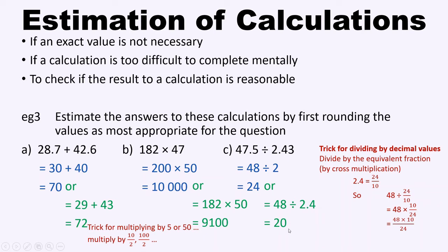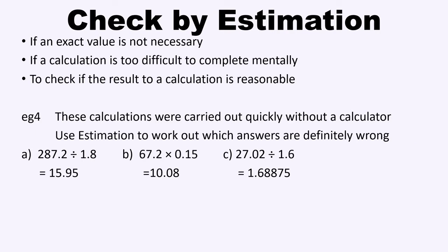Again, this will be a closer estimate to the actual calculation, but if you're finding this too difficult to do, we're not told how accurate we need to be, so you could have just done it the blue way, and you can see both answers are about 20. As we said before, we may estimate to work out calculations that are too difficult to complete mentally, or we might use estimations to check our answers that we've already done. So these calculations were already worked out, but I don't know if they're right or not. Let's do an estimation to check.